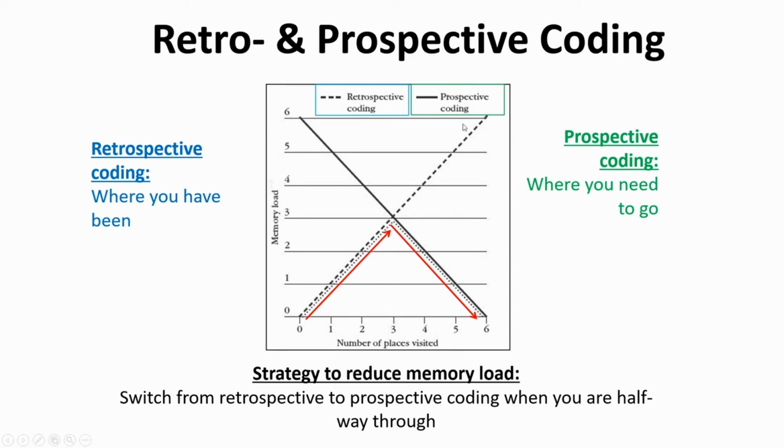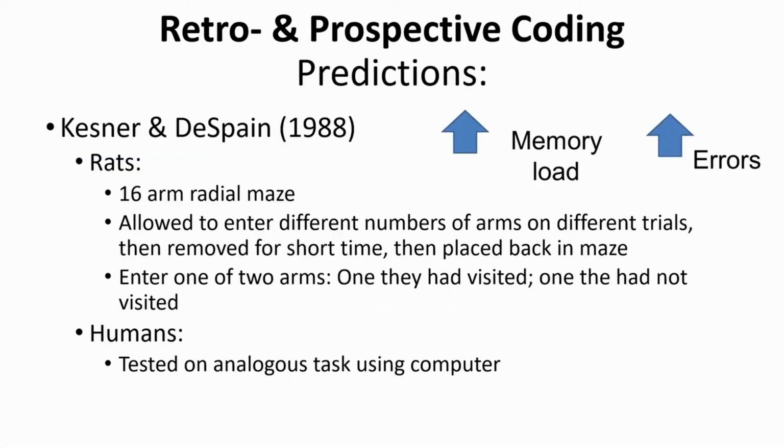And if we were seeing lots of errors at the very end, we would say that they were probably using retrospective coding because that has the highest memory load at the end. And if we don't see a lot of errors at the beginning or the end, if all of the errors are occurring in the middle, then it would match this strategy where you switch between retrospective and prospective memory in between. Okay, so to the actual experimental setup.